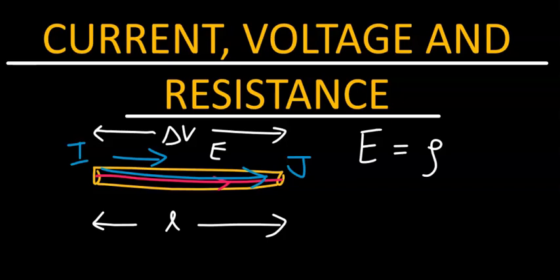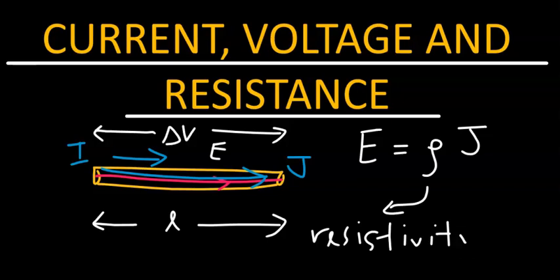E equals rho times J. This rho is known as the resistivity of that conductor. The unit for the resistivity is ohm meter.